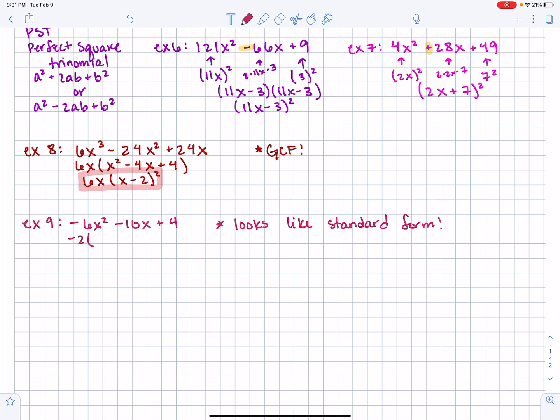So we're going to factor out a negative 2, leaving 3x squared plus 5x minus 2. I left out a 3 at first, but there we go. That looks a lot better with it. Thanks for staying with me.